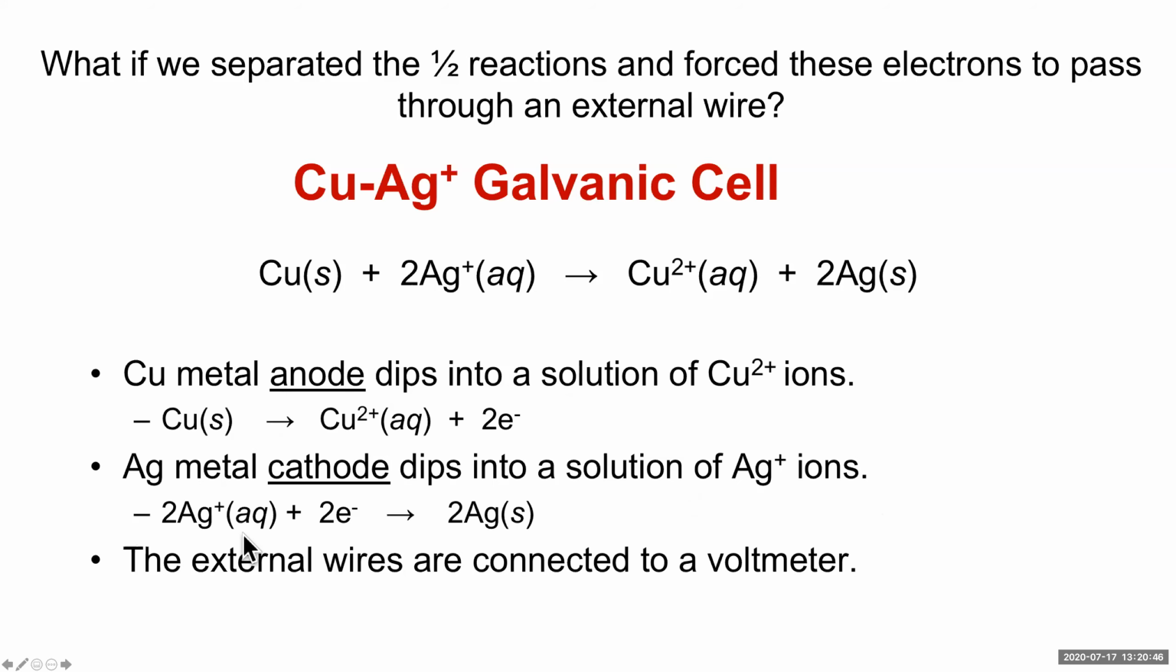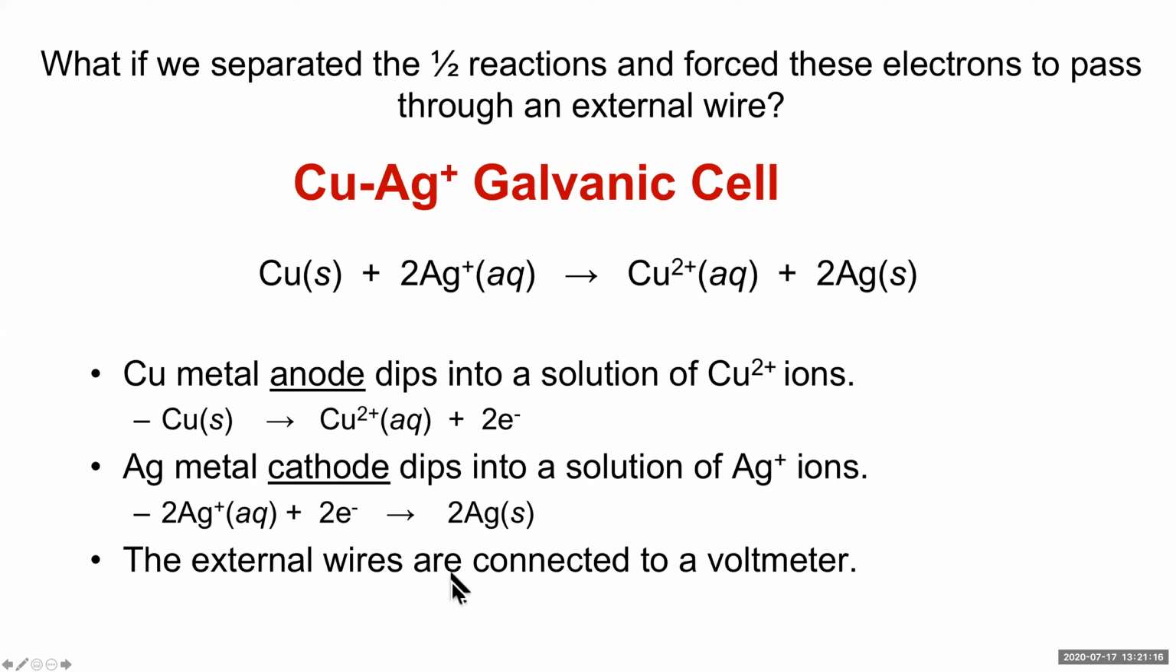And here's the chemical reaction that's occurring on the anode side. We have solid copper going to copper ion plus 2 electrons. This happens on the anode side. And then on the cathode side, we have a silver metal electrode that dips into the solution of silver ions. And this is the reaction going on the cathode side. So the silver ions are capturing these electrons coming over from the copper, producing silver.